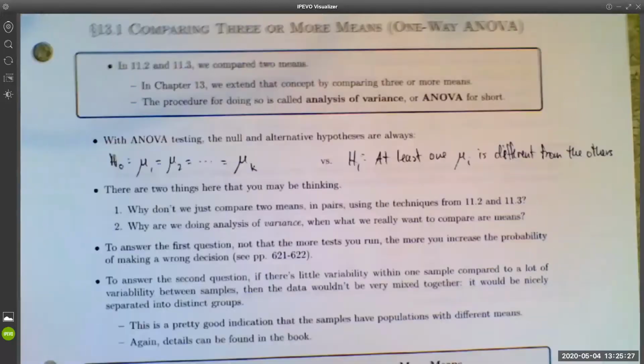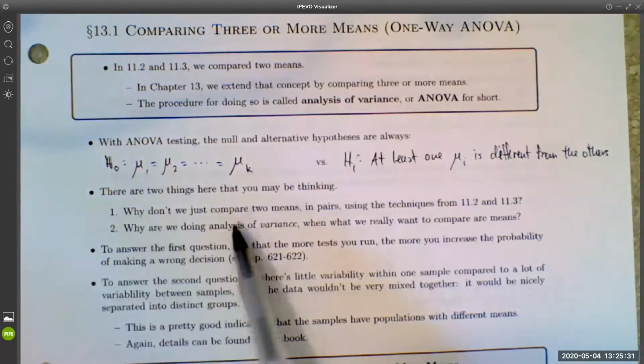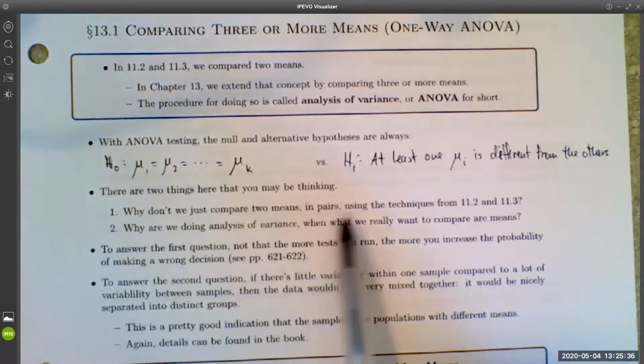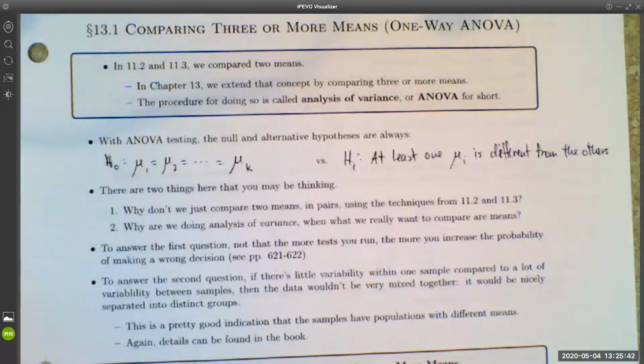Okay. So two things that you might think about this. Number one is, why don't we just compare two means in pairs using the techniques from 11.2 and 11.3? In other words, if I want to compare four means to each other, why don't I just compare mu1 to mu2 and mu3 to mu4 and whatever, right? But we'll answer that question. And then the second question is, why are we doing an analysis of variance when what we're really trying to compare are the means?